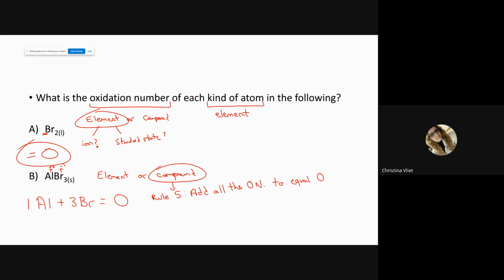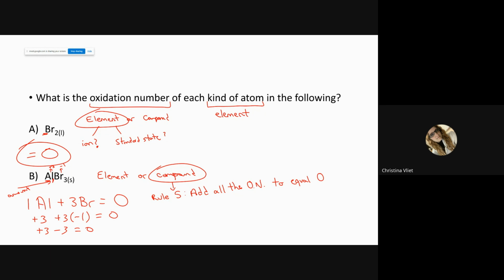If you're unsure, make a little equation. Don't you have 1 aluminum and 3 bromines? Do you agree? 1 aluminum, because these are our amounts down here. 1 aluminum plus 3 bromine equals 0. What is the number for aluminium again from the periodic table? What's positive 3 times 1? 3. And then what about bromine? It's 3 times what? -1. So what is +3 and 3 times -1 is -3.